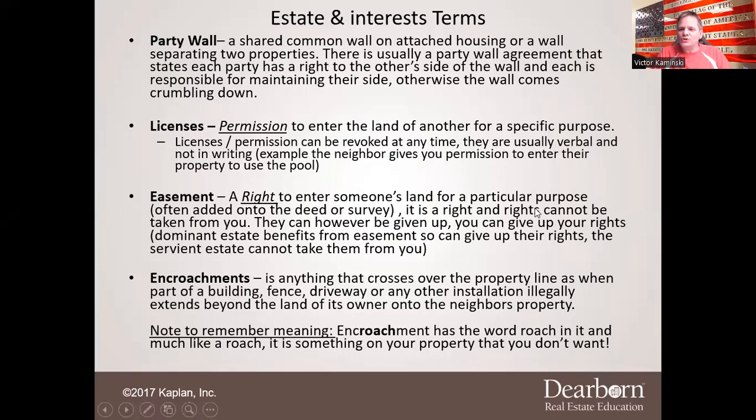All right. So his fence encroached onto my land. That's what an encroachment is. A perfect example right there.